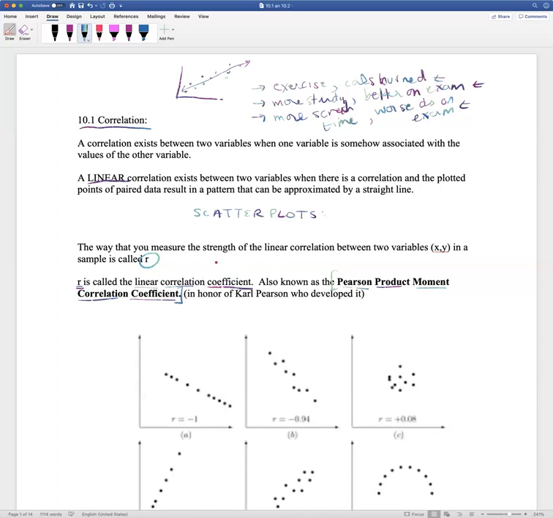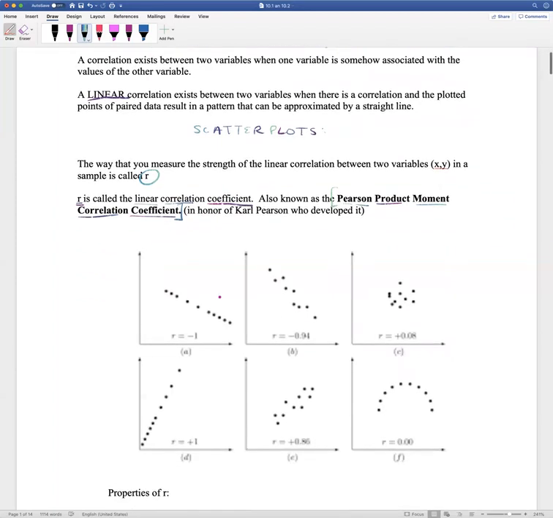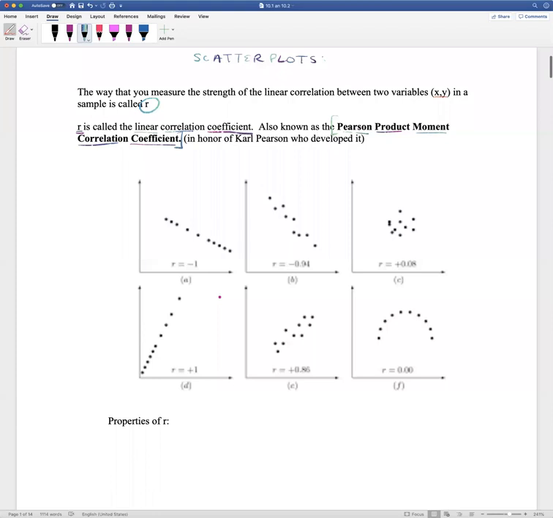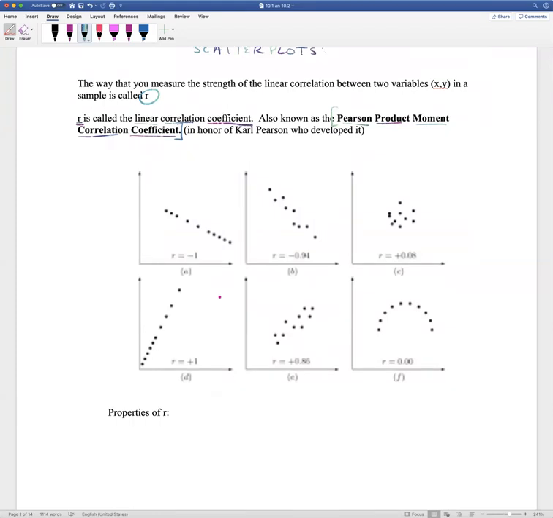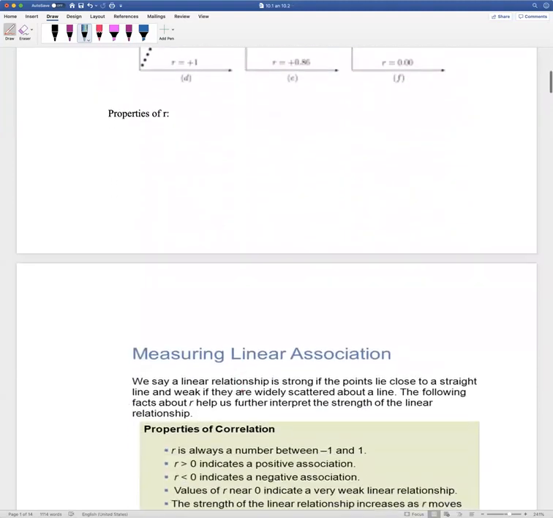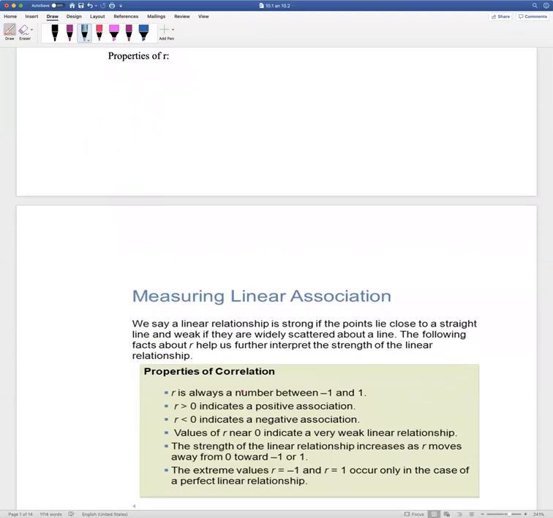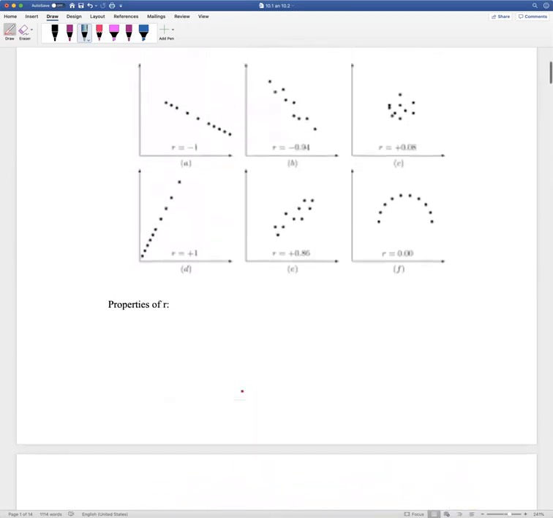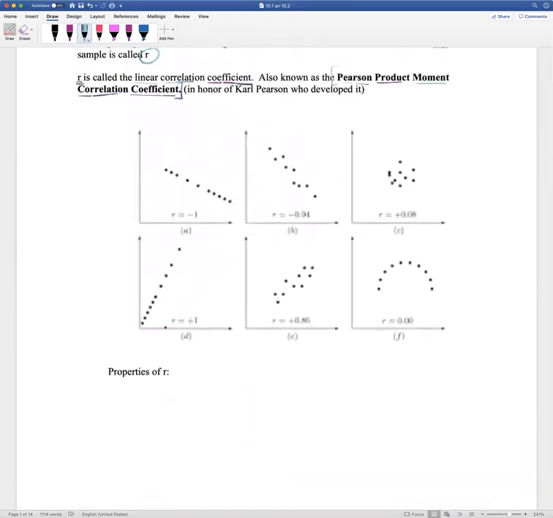So I wanted to make sure that you're comfortable with some linear correlation values. Again, we did talk about this at the beginning of the semester, so we are going to do a little bit of review here. Some things that you may remember about R: first of all, R is always a number between -1 and 1. So -1 ≤ R ≤ 1. R can never be bigger than 1. R can never be smaller than -1.